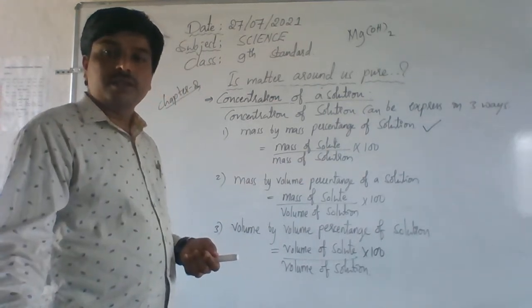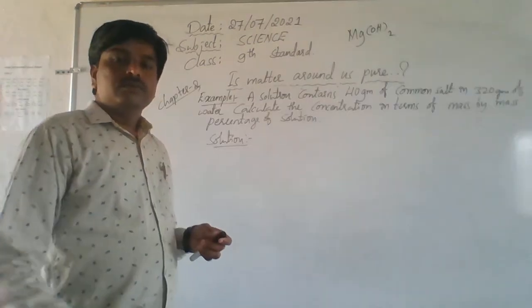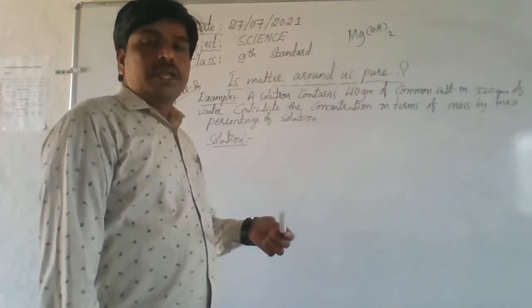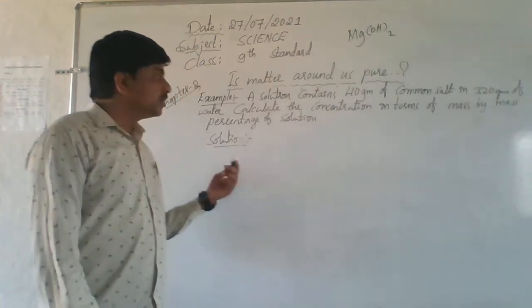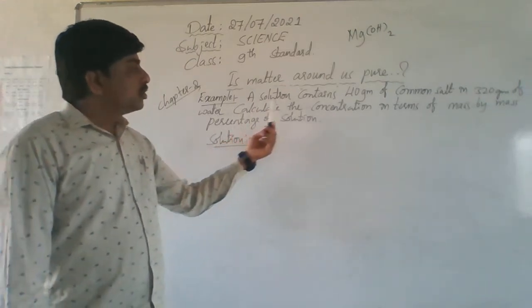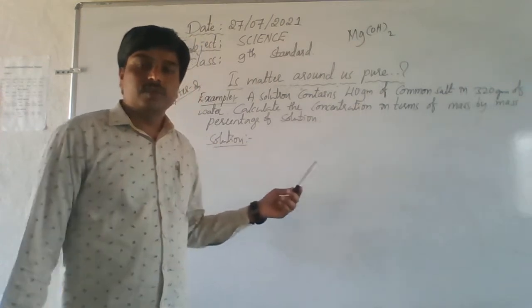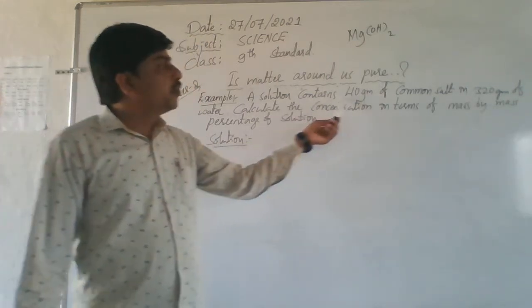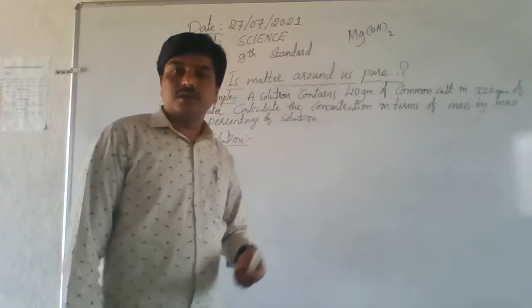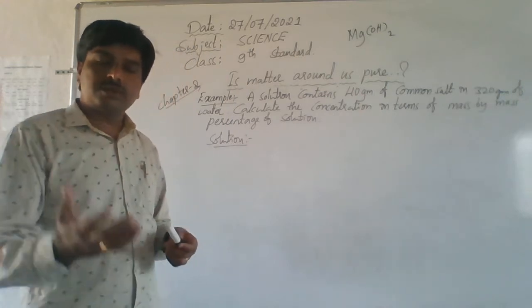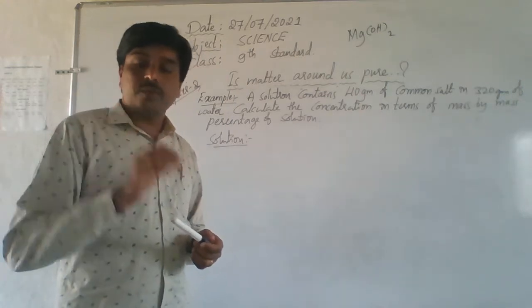Understand? So let us see with an example. See students, one example is there. A solution contains 40 gram of common salt. Common salt is what we commonly use in our home, that is sodium chloride.